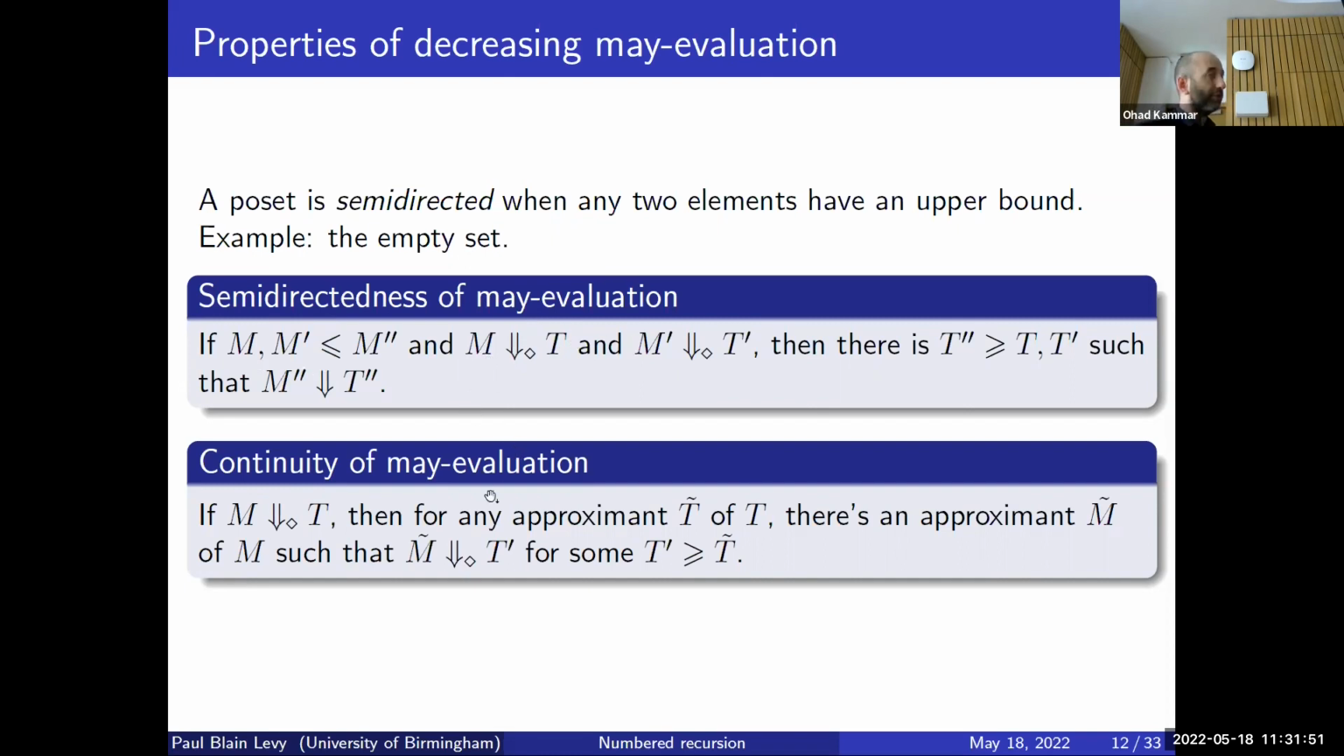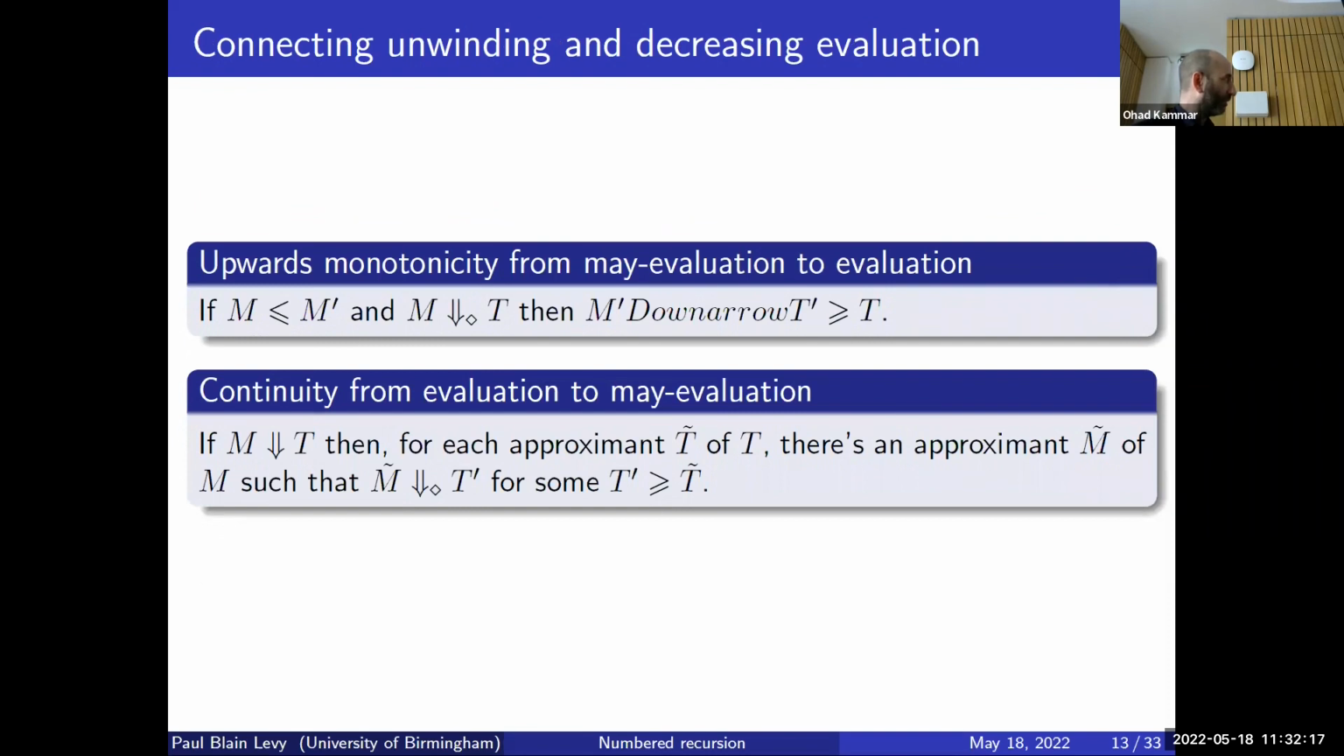And secondly, we have continuity. If M may evaluate to T, and you have an approximant of T, then you have an approximant of M that gives rise to something bigger than that approximant. So you have semi-directedness and you have continuity. These are the properties. I'm systematically going through the properties in a deliberately easy setting, so that it's out of the way before we get to the complicated setting, which is probably what I should have done with the paper. Anyway, never mind that.